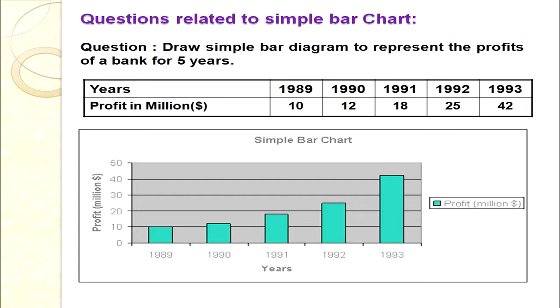Is it okay? So we have drawn the lengths. You can see the length is increasing as the value is increasing, and on the right-hand side we have put a key. So here we are able to draw a simple bar chart, because in this we have drawn only one data, that is profit.